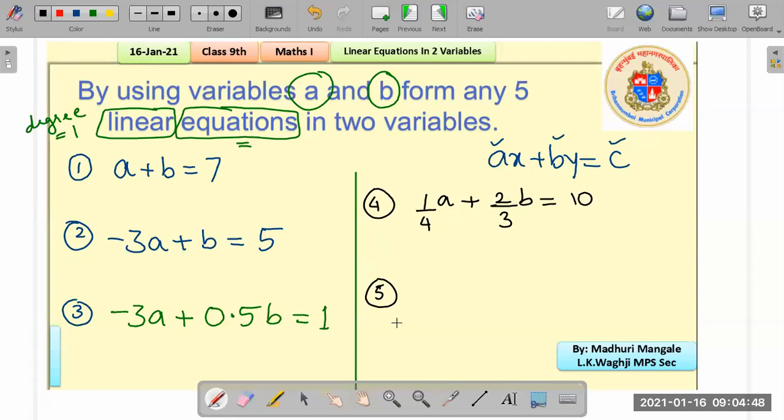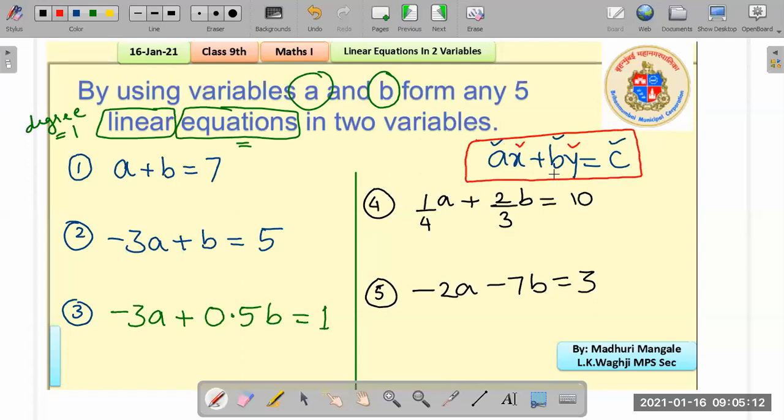All right, let's look at one more, a very simple equation. Let's say minus 2a minus 7b equals to any number. You can select any number, let's say 3. So this is also a linear equation in two variables. Remember the standard form, it is ax plus by equals to c, where x and y are the variables. For this question, we are given variables a and b.